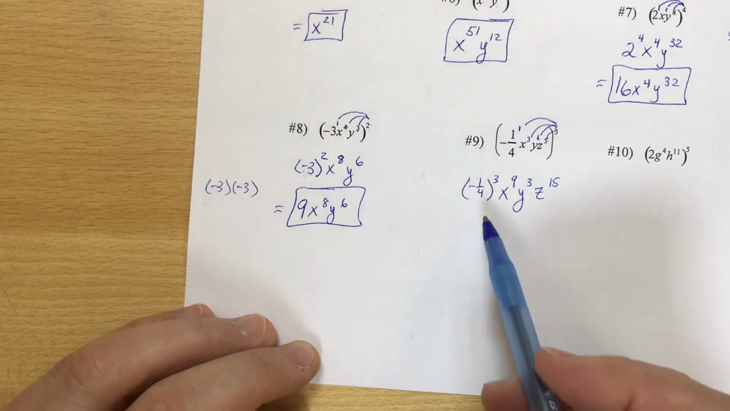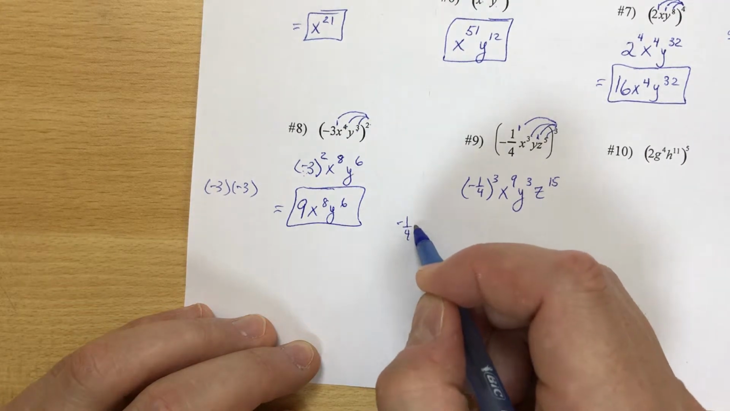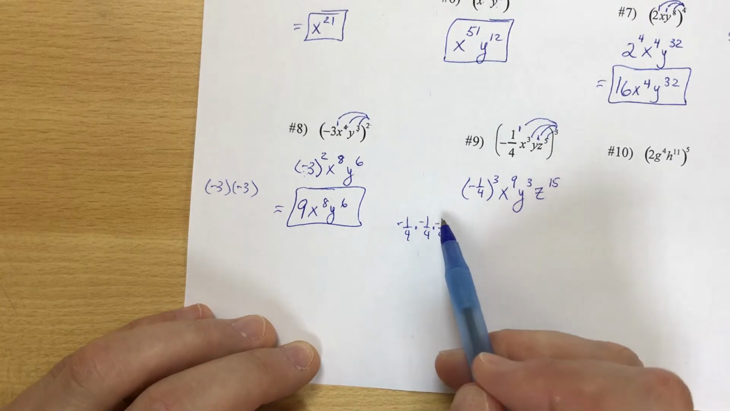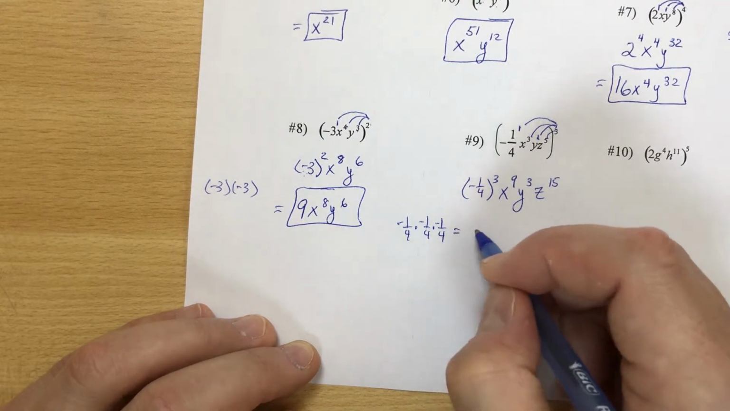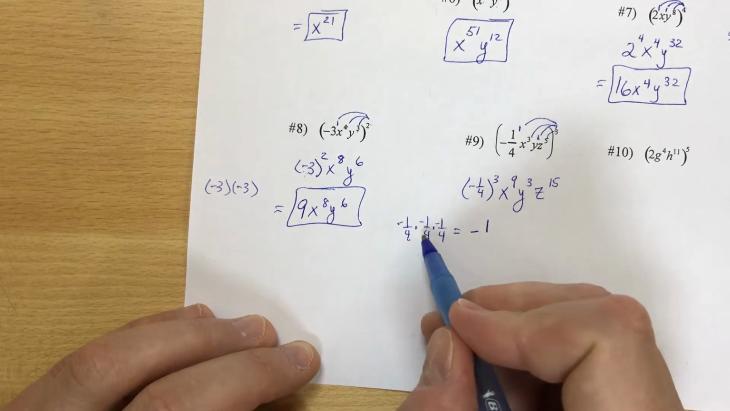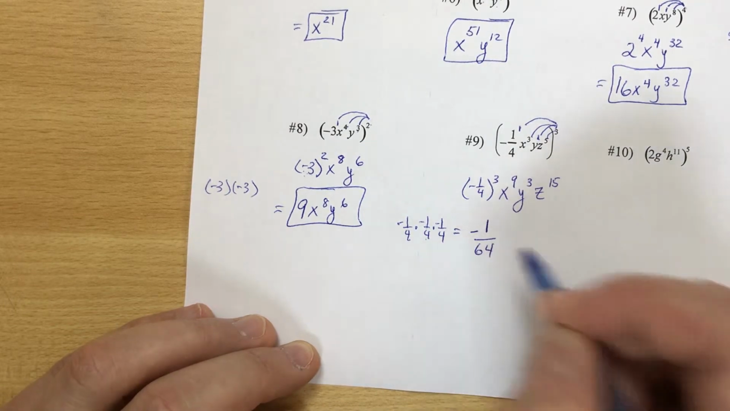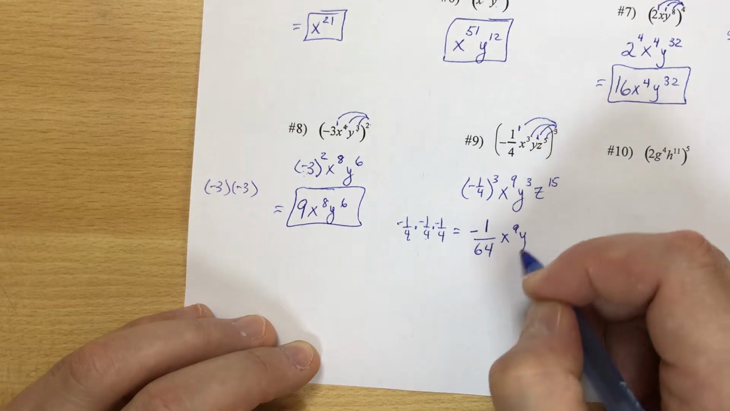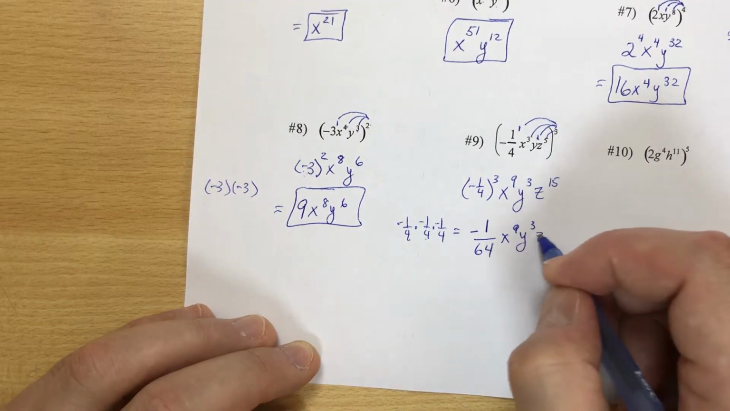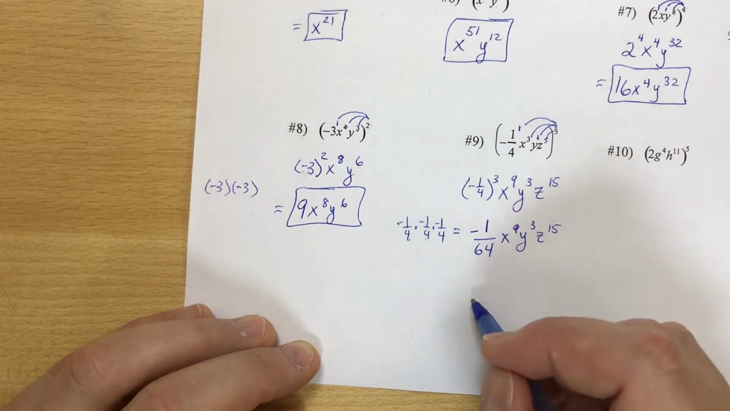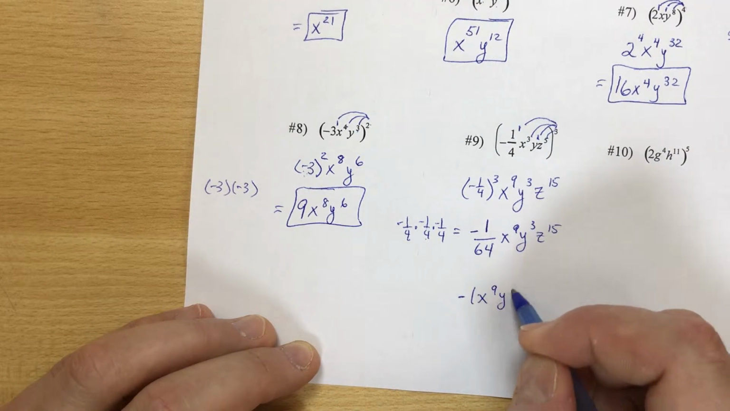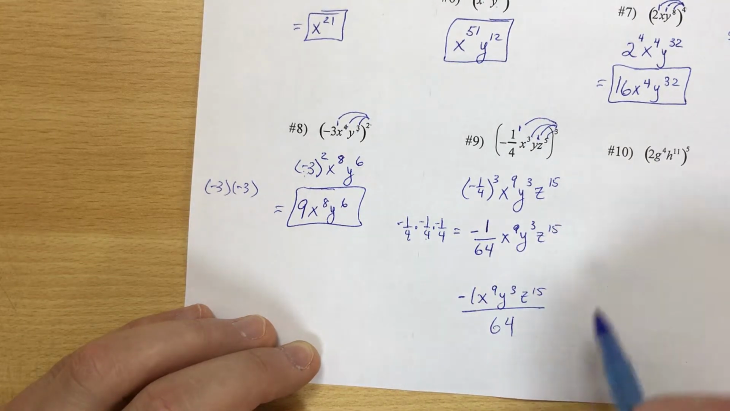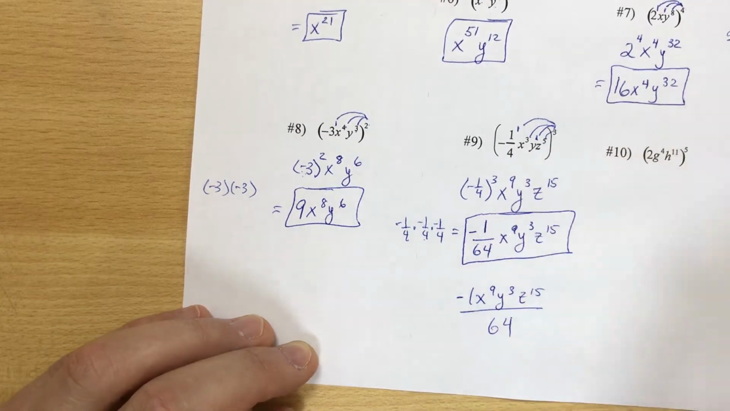Now, when we multiply this, negative 1/4 times itself 3 times, negative 1 times negative 1 times negative 1 is negative 1. 4 times 4 times 4 is 64. So the fraction is negative 1/64, x to the 9th, y to the 3rd, z to the 15th. If you want to, you could write this as negative 1 x to the 9th, y to the 3rd, z to the 15th, all over 64. That's not wrong to do that. I'll just leave it like this.